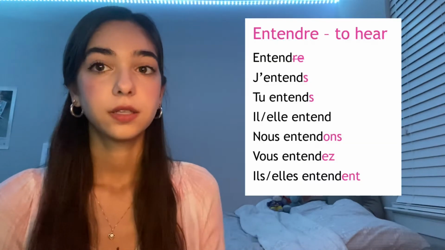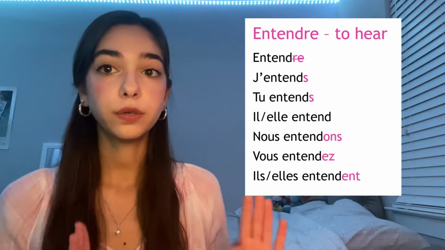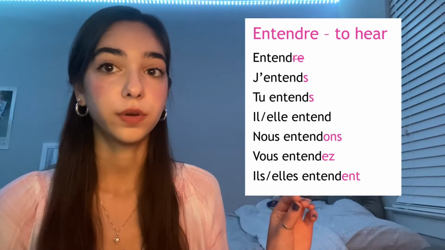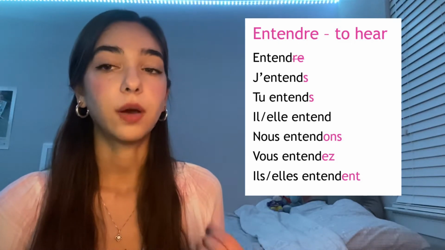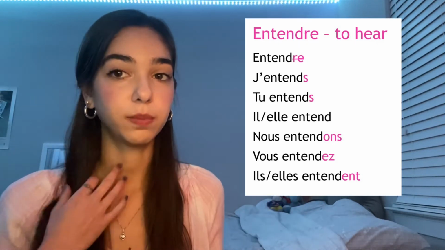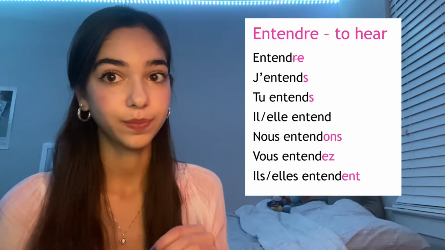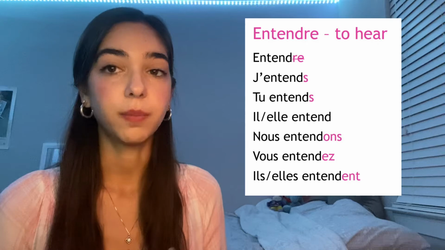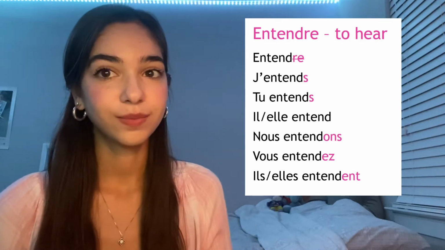Let's use the verb entendre as an example to put this a little bit in context. Entendre is the verb to hear, and what we do is we're going to remove the RE from the end of the infinitive verb, and then we get the root, which is entend. Now we're just going to add the appropriate ending depending on the person that is coming before the verb, okay? I'll conjugate the verb and I'd like you to repeat after me. Sounds good? Let's go. Allons-y.